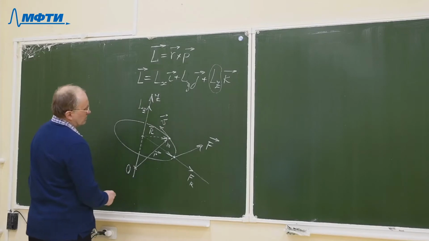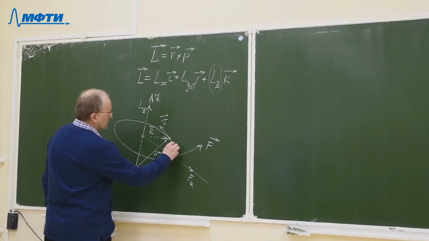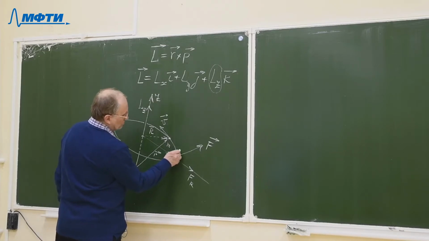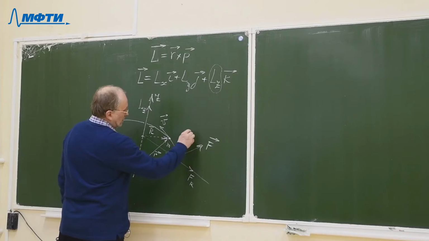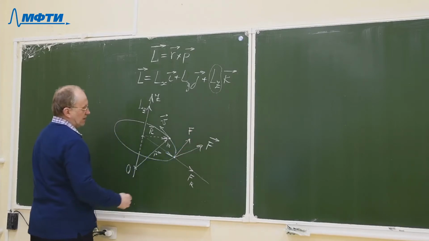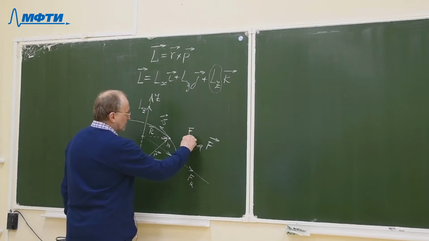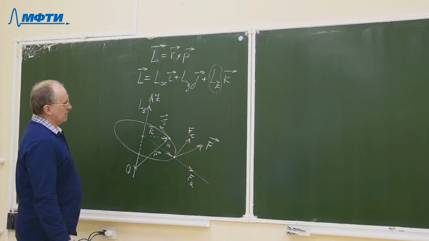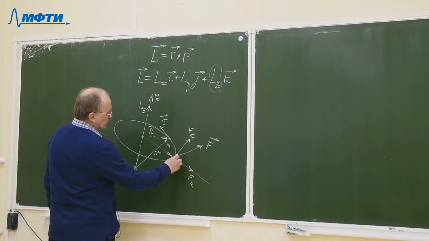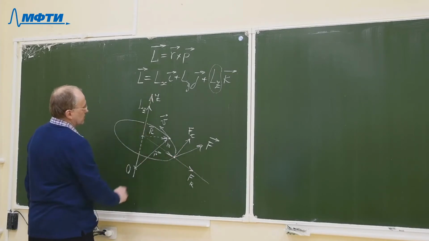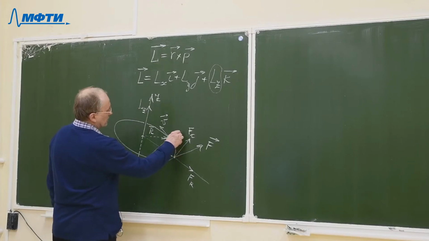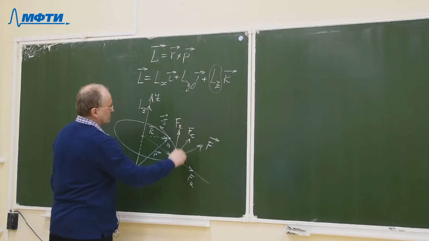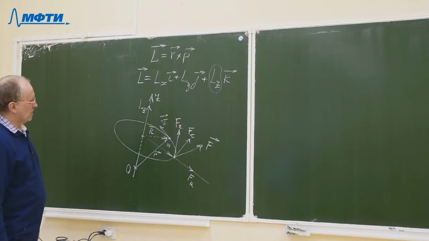Another component will be directed along the tangent line to the trajectory, and I will call it, as it is a tangent component, I will use tau as the index here. And the third component will be a component directed along the z-axis, parallel to the z-axis, Fz.